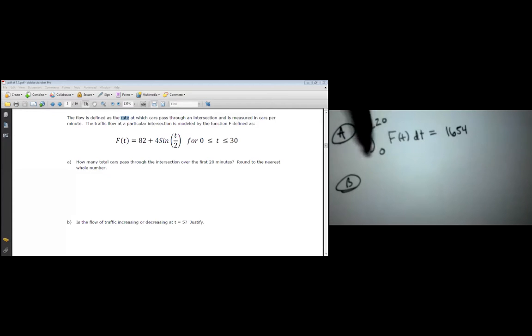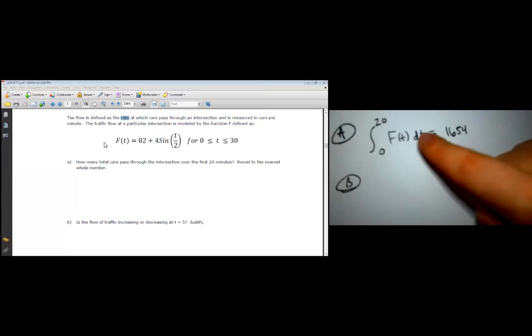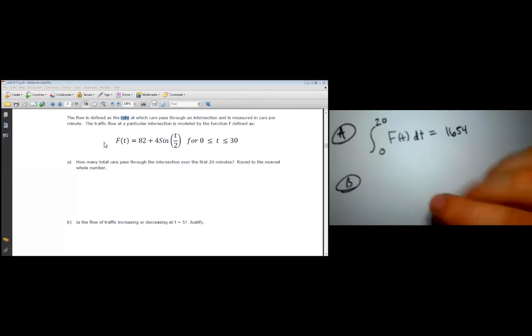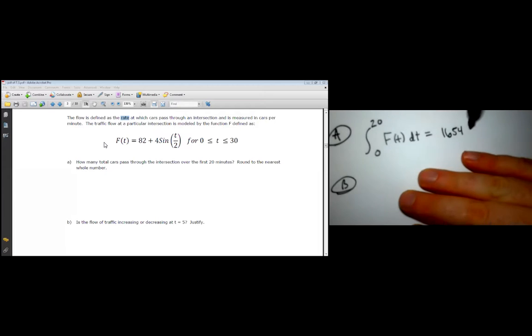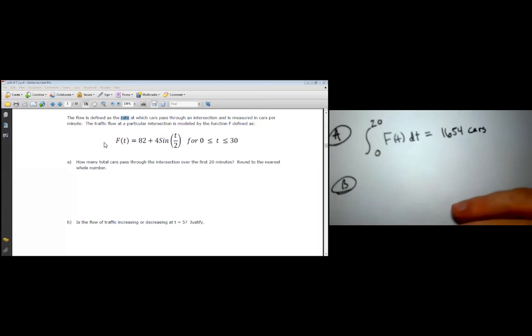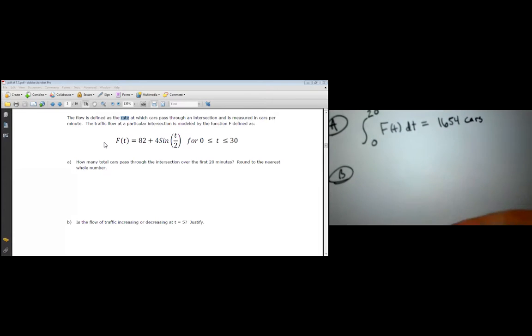All right, to recap what we just said for part A, if you integrate a rate, which is what you're given, you get the total amount from 0 to 20. We integrated the rate. You used a calculator for this. It came out to be 1,654 cars.